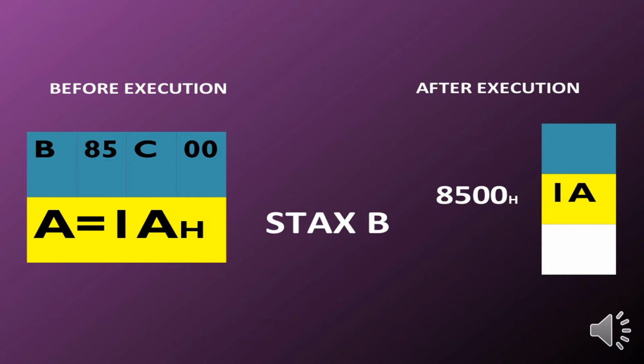So in this instruction we cannot give the memory location directly, but the memory location is pointed to by a 16-bit register pair, the BC register pair. The BC register pair addresses the memory location, and the accumulator data is stored in that location.